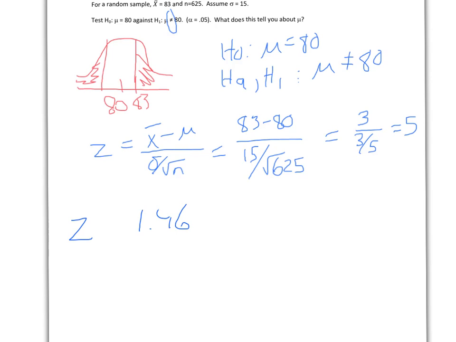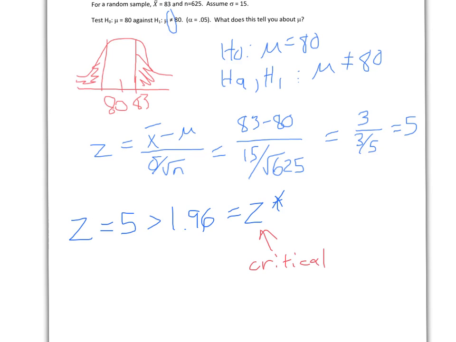So what I'm actually going to do is do it this way. My z, which equals 5, is greater than 1.96, which is, if you see this star here, that's basically saying that's your critical value. Okay? So this means critical value. So we reject H naught.